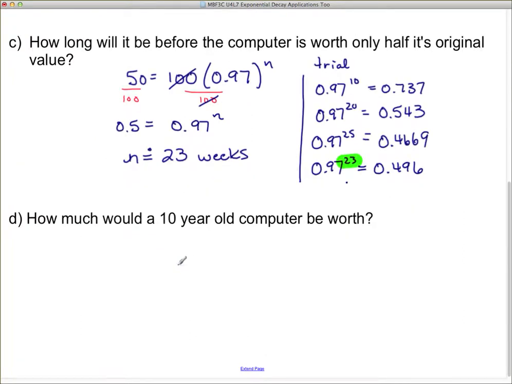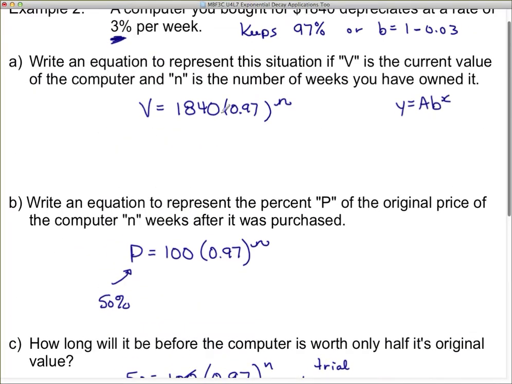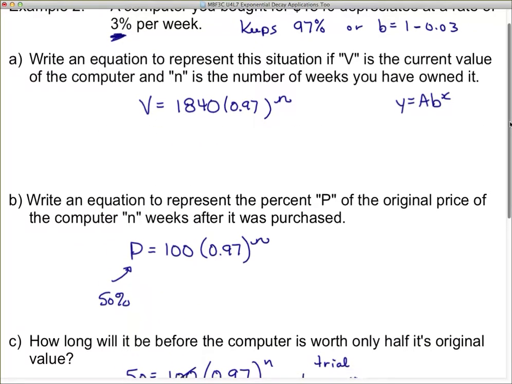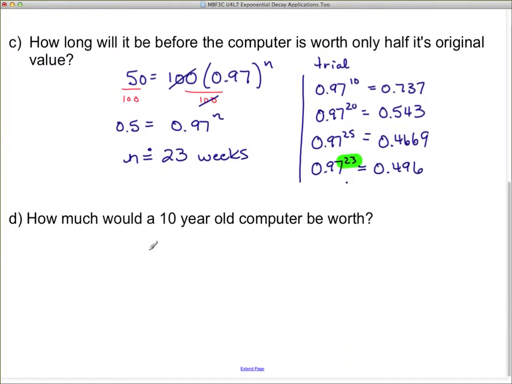How much would a 10-year-old computer be worth? So we're going to go up to here. I'm going to use this one because we want value. So value equals 1840 times 0.97 to the 10. Because it's 10, oh, not to the 10, because this is in weeks. So it's not to the 10.